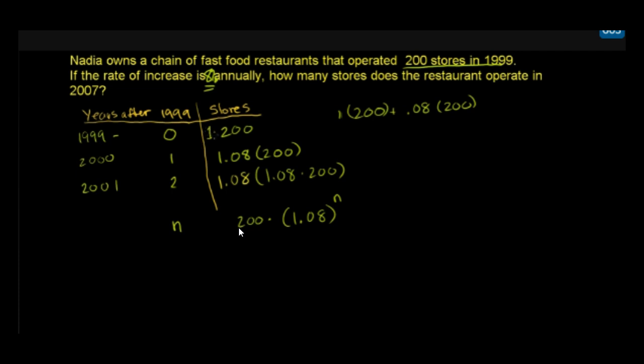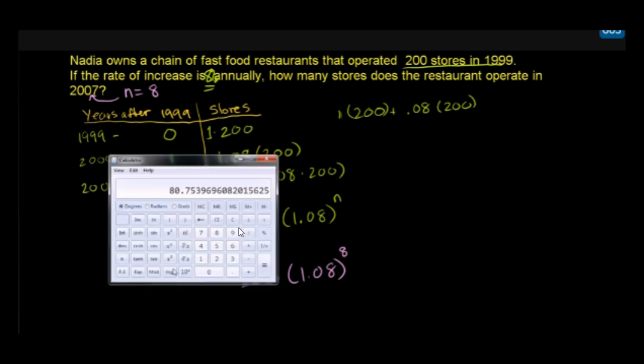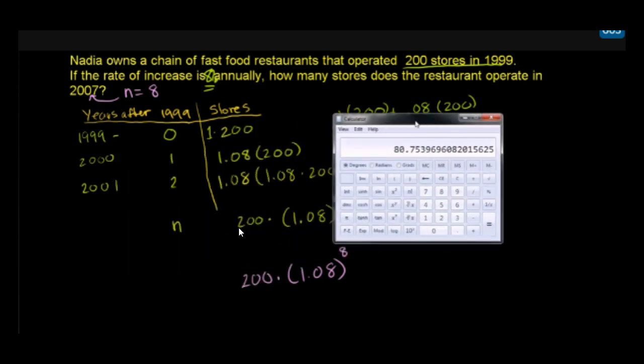So they're asking us, how many stores does the restaurant operate in 2007? Well, 2007 is 8 years after 1999. So here n is equal to 8. So let us substitute n is equal to 8. The answer to our question will be 200 times 1.08 to the 8th power. Let's get our calculator out and calculate it.